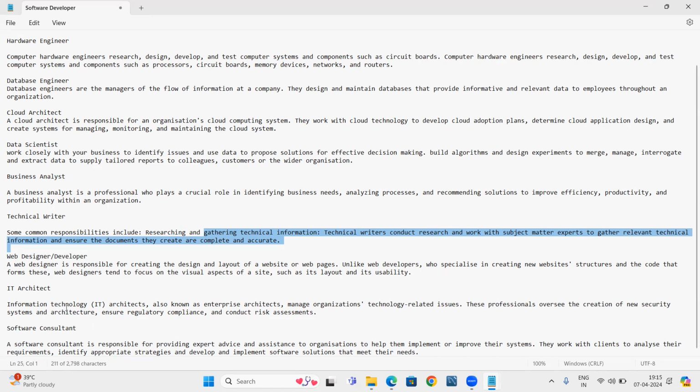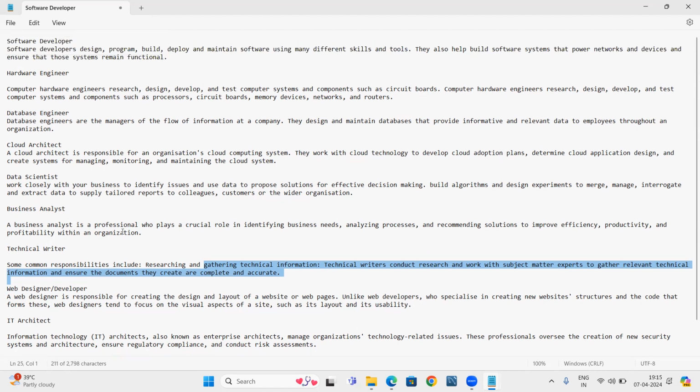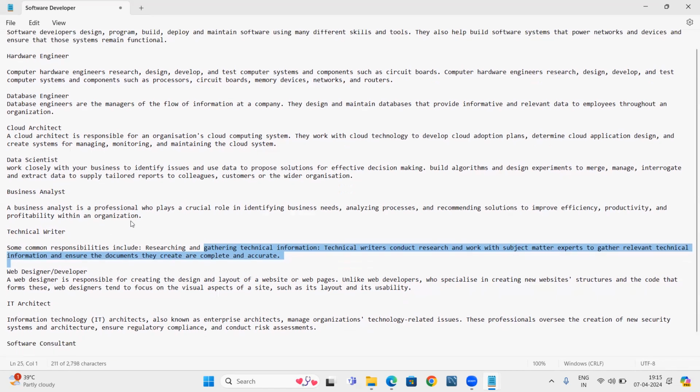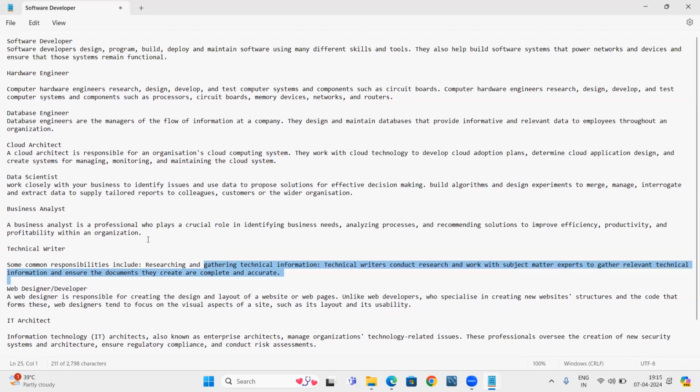So these are the different roles you can take. These are different designations in which you can work after passing MCA.